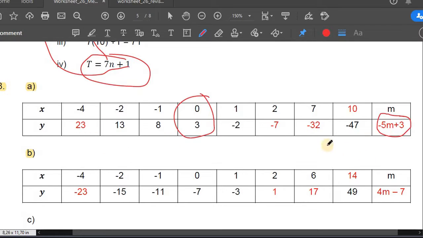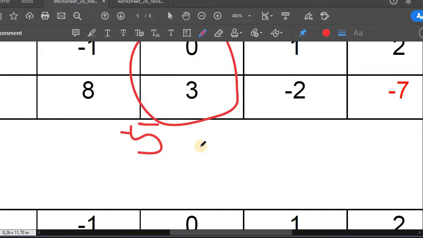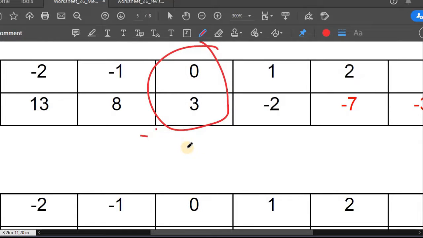Remember the answers are in red, so those things should have been blank to you. Now you'll have to figure out that I need to find my constant difference. What is the difference between this 8 and 3? Moving this way, 8 minus 5 will give me 3.